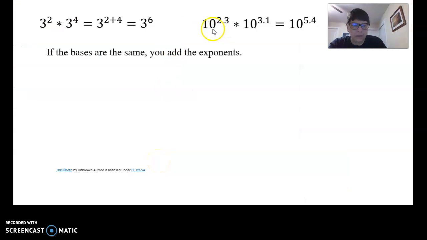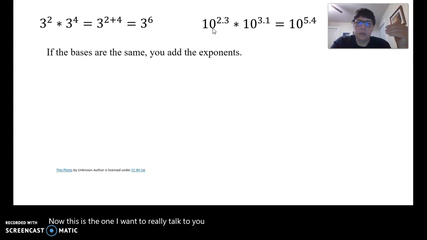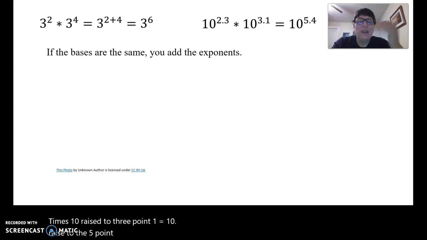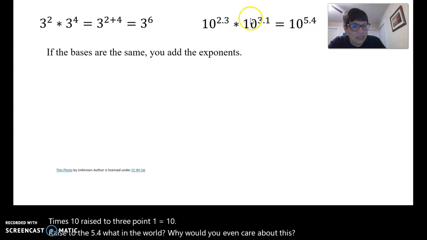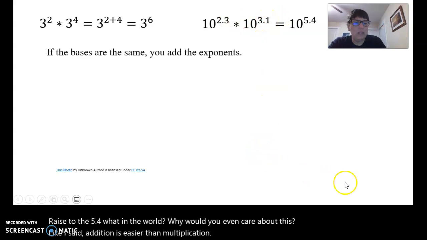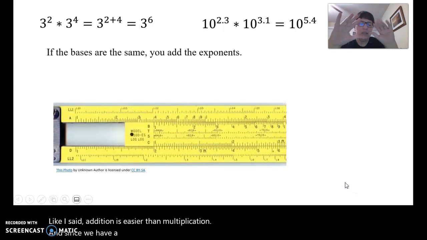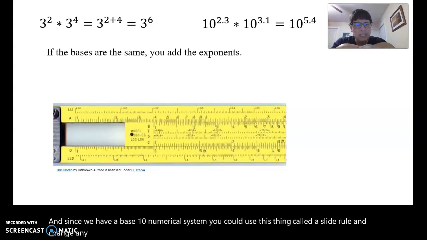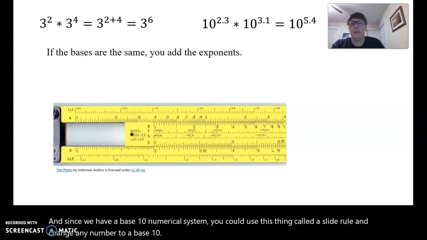Now this is the one I wanted to really talk to you about. 10 raised to the 2.3 times 10 raised to the 3.1 equals 10 raised to the 5.4. What in the world? Why would you even care about this? Well, like I said, addition is easier than multiplication. And since we have a base 10 numerical system, you could use this thing called a slide rule and change any number to a base 10. Any number. So let me show you.